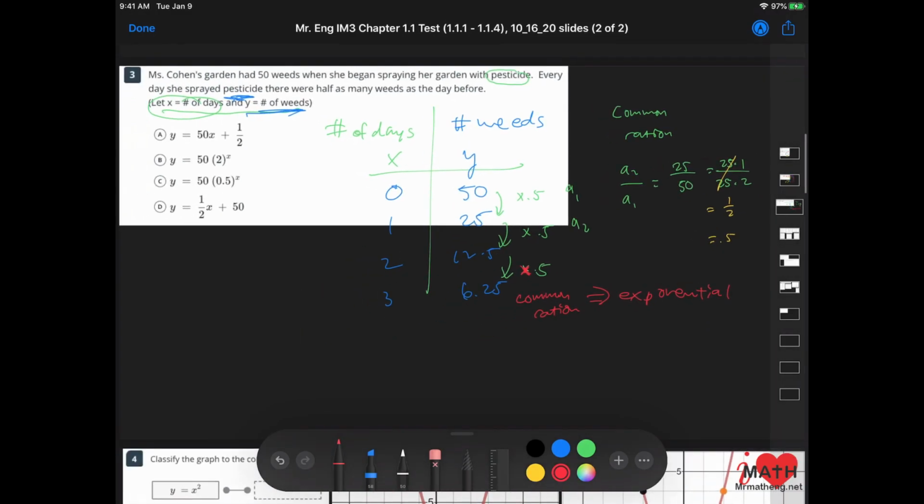What is our exponential equation? Y equals ABX. B represents the common ratio, so that's going to be 0.5. The A value is what you started with, which was on day 0 is 50, so 50 is the one that we're going to write there.